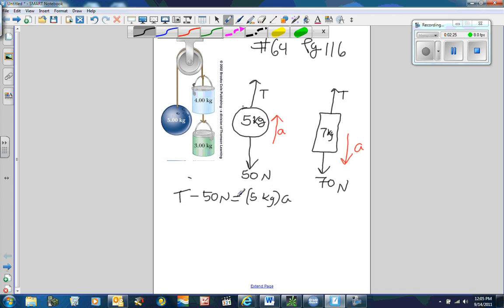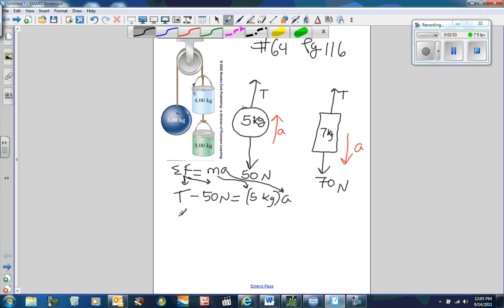So notice I have two unknowns here, and some of y'all wondered how I got that equation. Well, it's the sum of the forces equals ma. Sum of the forces meaning I'm summing up these two forces. In this case, I subtract because they're opposite directions. And that equals m times a. It always equals m times a. Net force always equals m times a. In every chapter, always. So I have to have another equation.